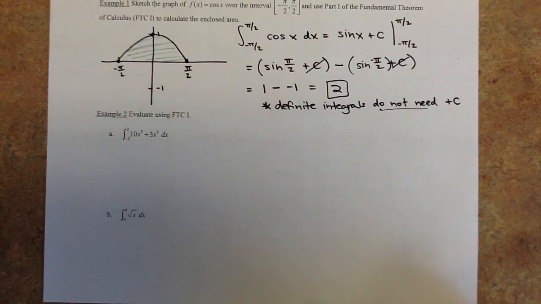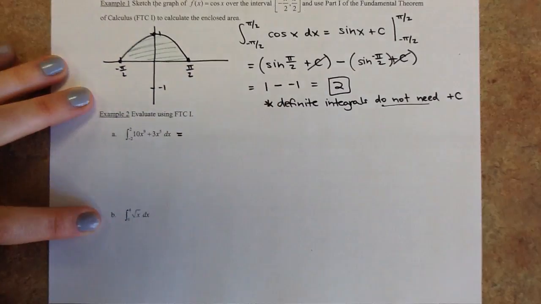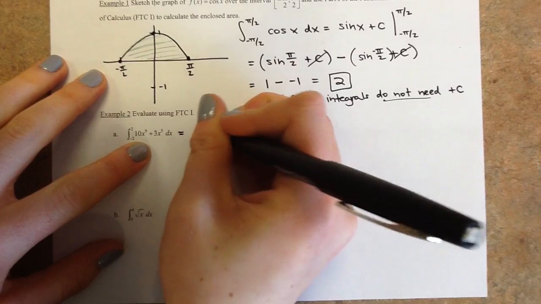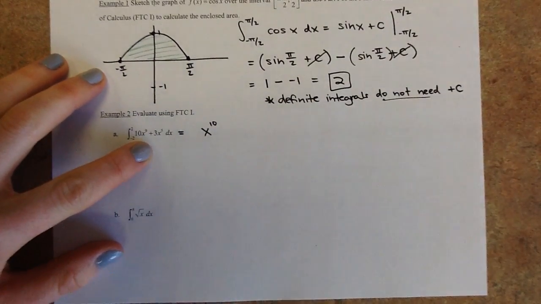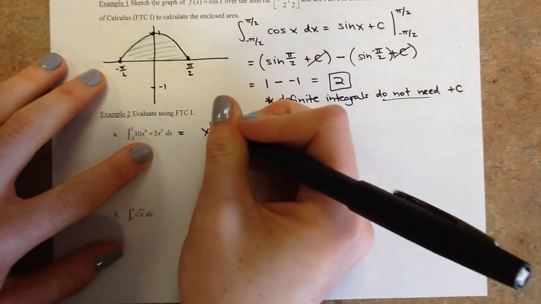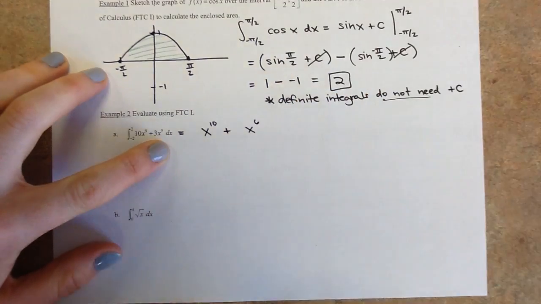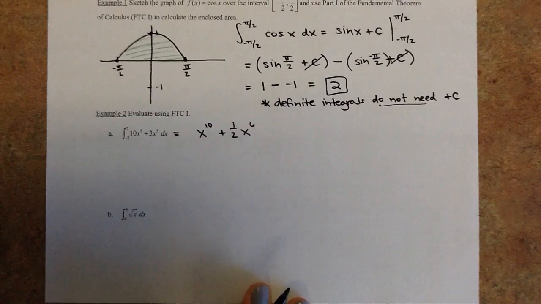Okay, so let's do a handful of these using the fundamental theorem. It is a wonderful, wonderful thing. The first thing we do is take the antiderivative and write it down. So the antiderivative of 10x to the 9th: remember, my power pops up from 9 to 10, and then I divide by the new power. So 10 divided by 10, and all I have is x to the 10th. And then plus, next term, my power pops up from 5 to 6, and then I divide by 6. So 3 over 6 is 1/2. That's my antiderivative. That's the first step.